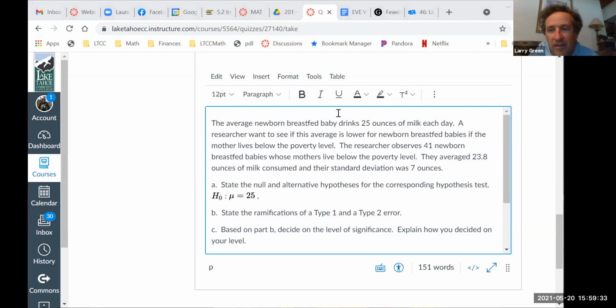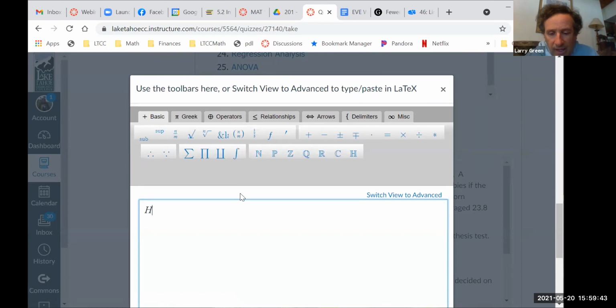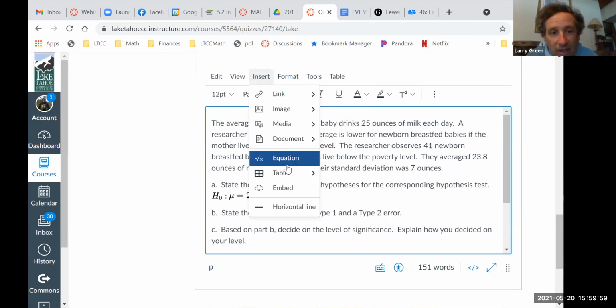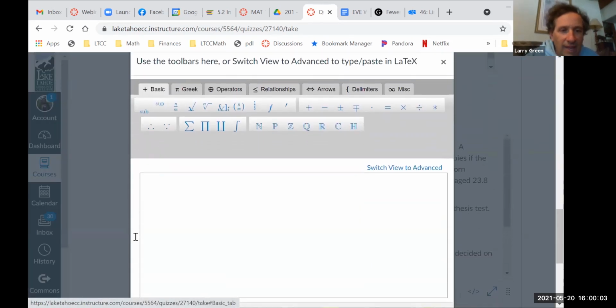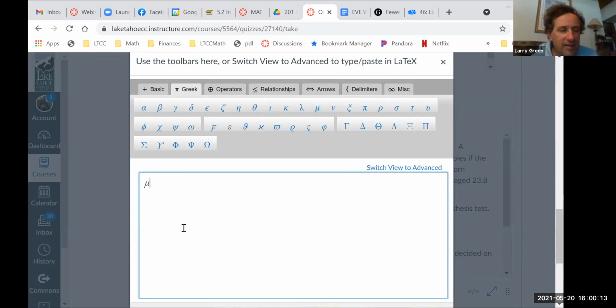Okay, so now let's do the alternative hypothesis. With the alternative hypothesis, you have two choices. I really don't care what you do. You could do HA or H1, whichever you'd like. And then colon, which unfortunately you have to insert an equation, then do colon, and then go back to the equation. And then it's mu. Okay, and what inequality does the alternative hypothesis have for this situation?